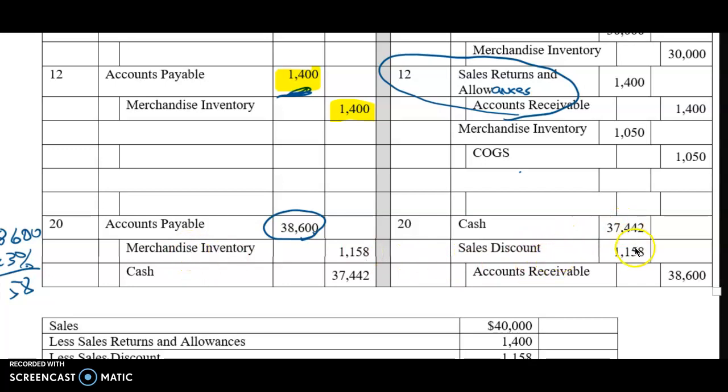Sales discount for the buyer, and it's not a sales discount for the, I'm sorry, I said that backwards. Sales discount for the seller is a reduction in inventory costs for the buyer. They don't put sales discount. The buyer does not put sales discount. The seller only has the sales discount.